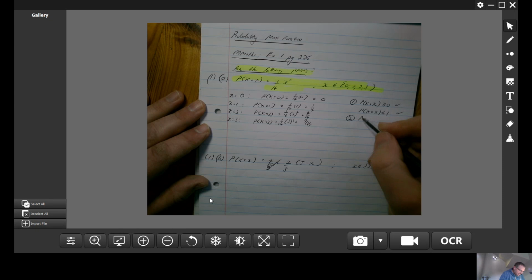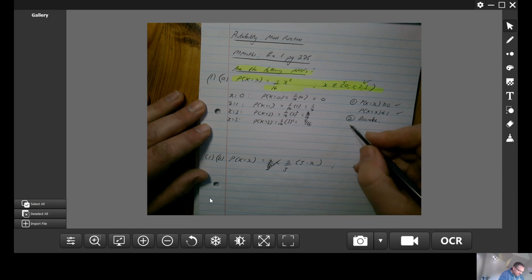I should mention that they have to be discrete. Is it discrete? Yes, it's discrete. It's not 1, 2, and 3. It's not continuous. Discrete values are going in, discrete values are coming out. But last of all, we have to check, is the sum of the probabilities equal to 1?